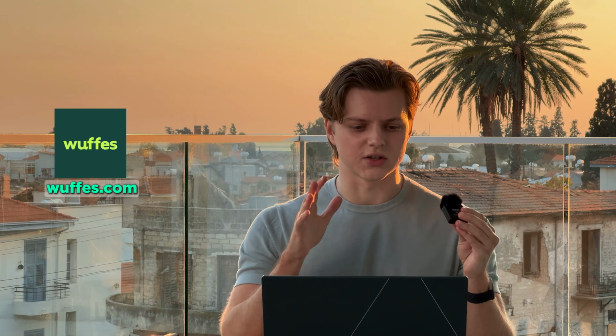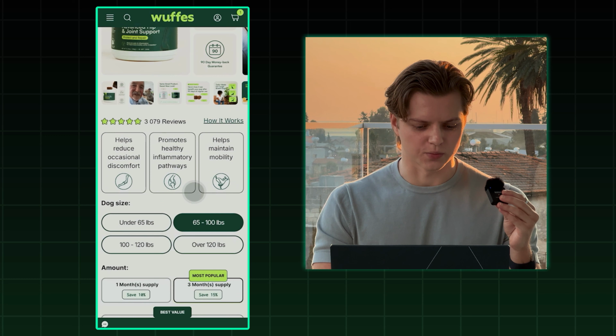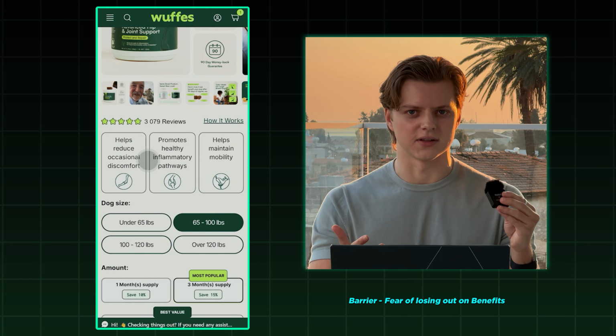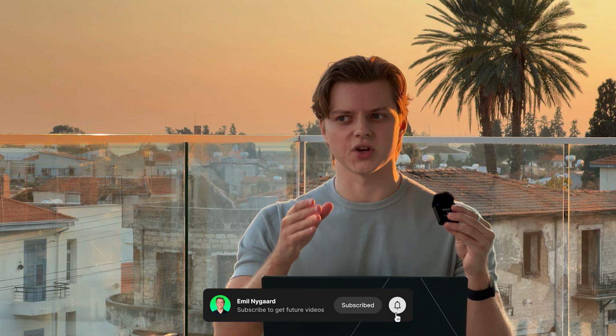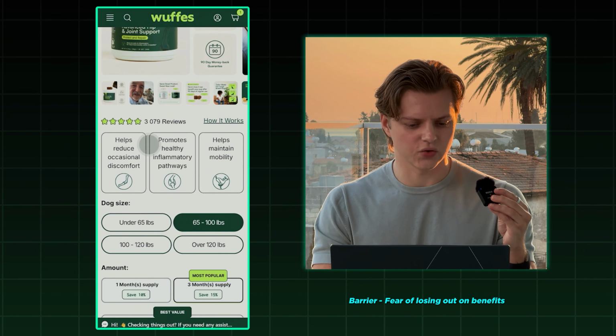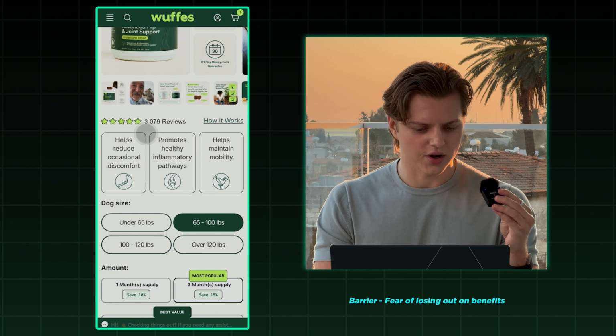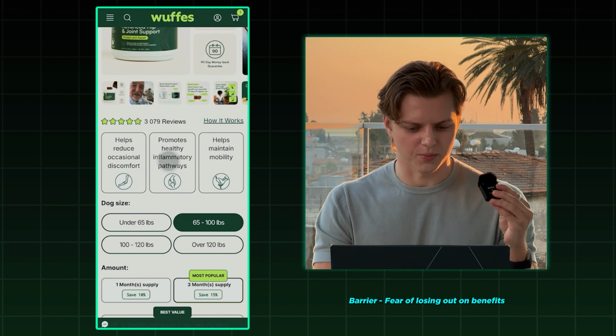The first example here is Woofs. And what really sticks out here to begin with is the fear of losing out on the benefits, because this is oriented towards dog owners. And when you have that second layer of buying something for something people care deeply about, then the perceived sense of losing out on the benefits is not on behalf of them, but on behalf of the dog, which adds a multiple, because you can rationalize your own well-being, but it's harder to take compromises on someone else's or your dog's well-being.